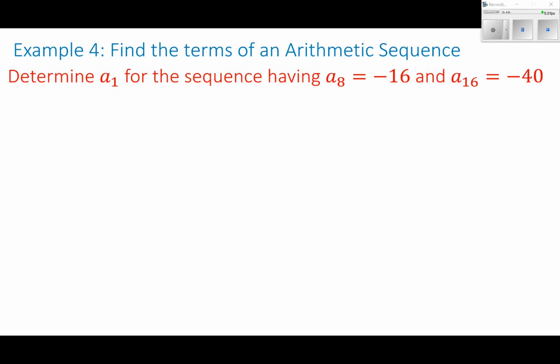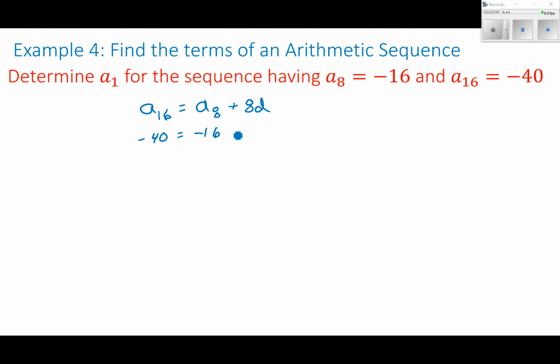All right, last example. New sequence. Determine a sub 1, and now I'm given a sub 8 is negative 16, and a sub 16 is negative 40. So they're not giving me two terms that are next to each other. They're giving me two terms within my sequence. Well, I can say a sub 16 is going to be a sub 8 plus 8 common differences. So if I'm at the 8th term, to get to the 16th term, there would be 8 differences that would have to take place. So I can use my numbers here and say, well, that's negative 40.